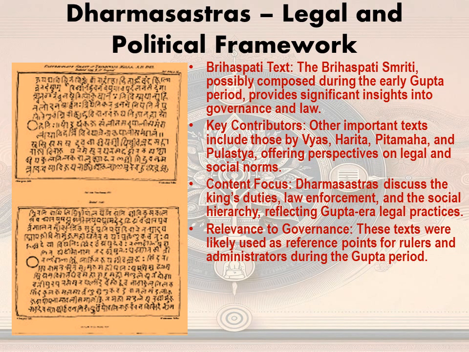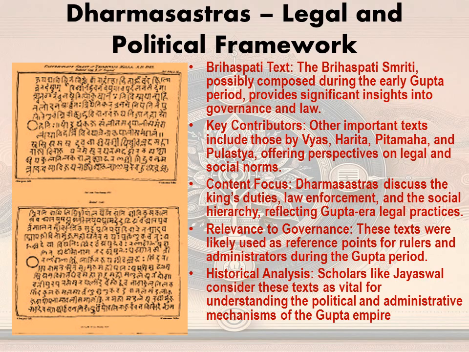Relevance to governance. These texts were likely used as reference points for rulers and administrators during the Gupta period. So, all these texts were referred to at times of need so that they could administer properly during the Gupta period. Historical analysis. Scholars like Jaiswal consider these texts vital for understanding the political and administrative mechanisms of the Gupta Empire. So scholars like Jaiswal have done a great deal of research in order to understand how these texts are vital for understanding the political and administrative structure of the Gupta period.